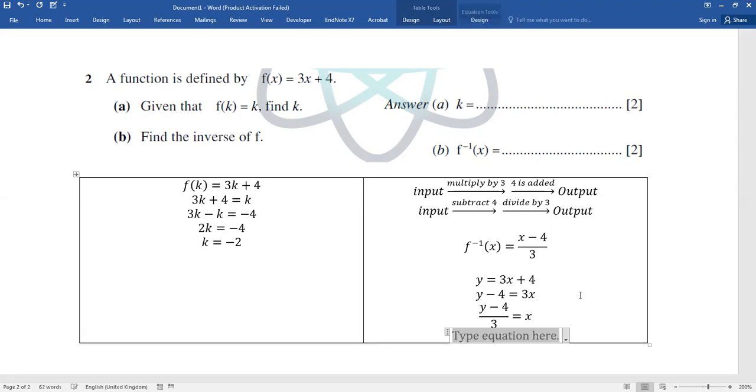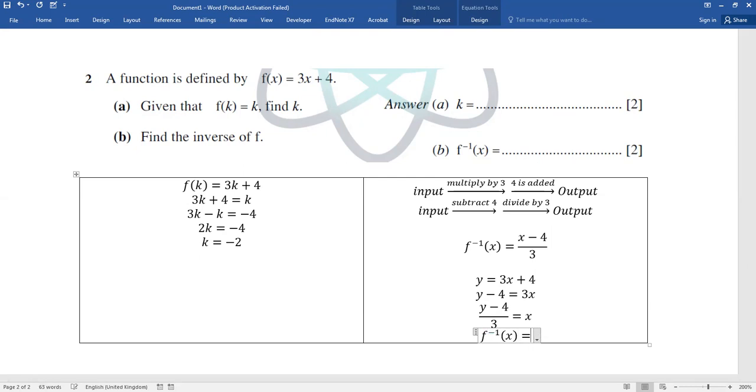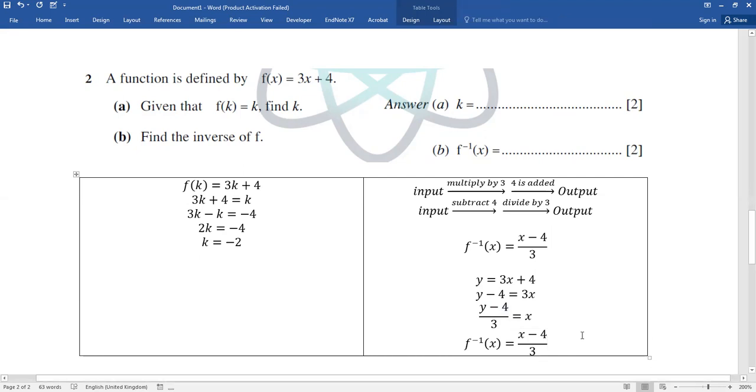Now your x is the subject of the formula. So now you can call this entire thing your inverse function. And for the function's input, the variable that we use is x. So in place of y we will just write x. And that is how we get an inverse function.